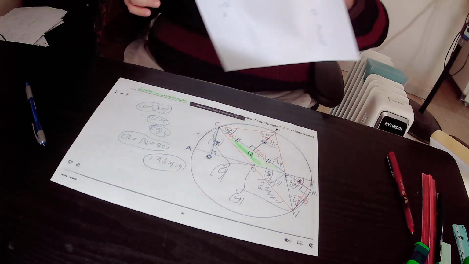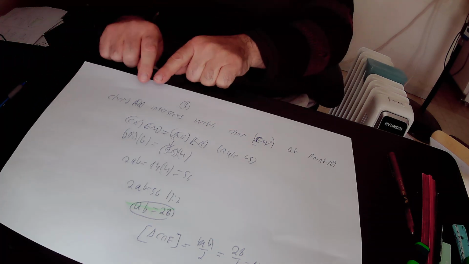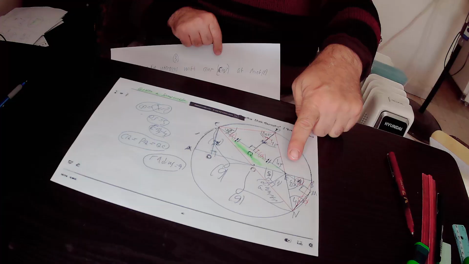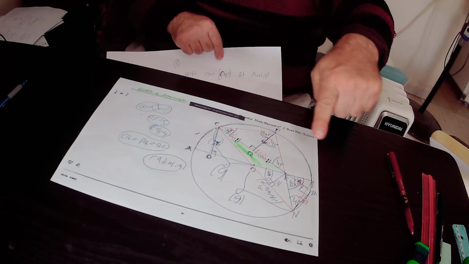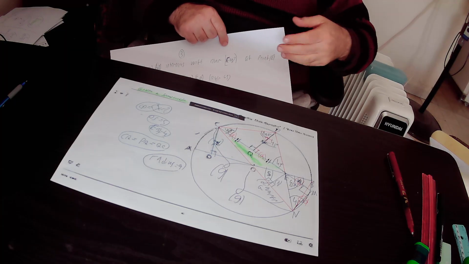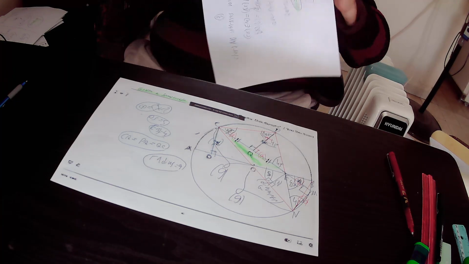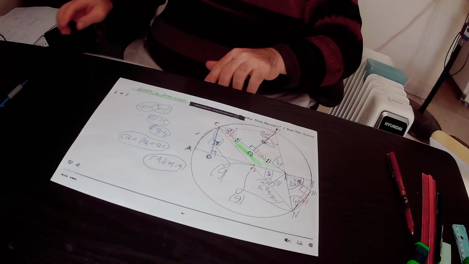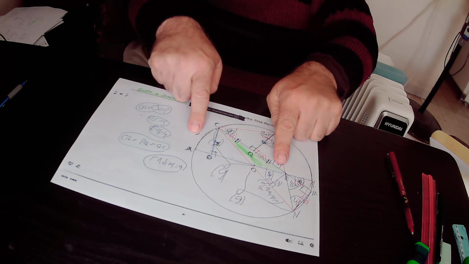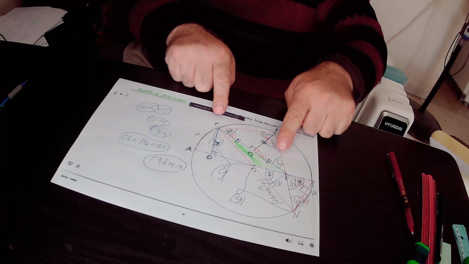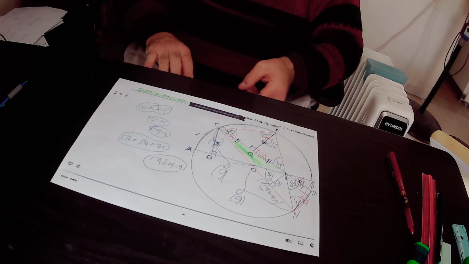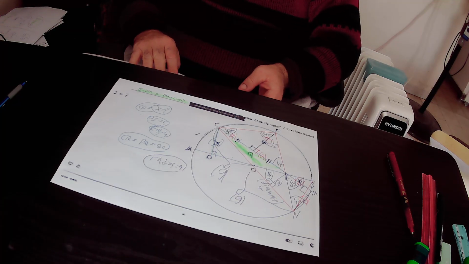In our drawing, we have chord AB that intersects with chord CM at point E. According to Rule 65, the following equation is true: CE times EM equals AE times EB.